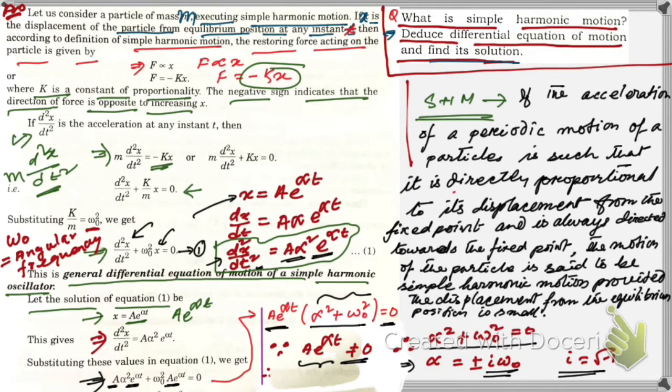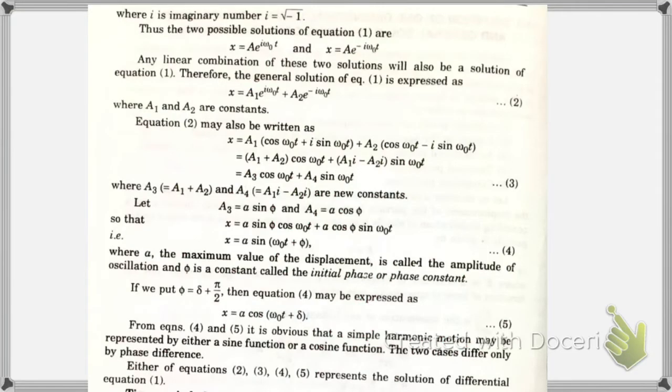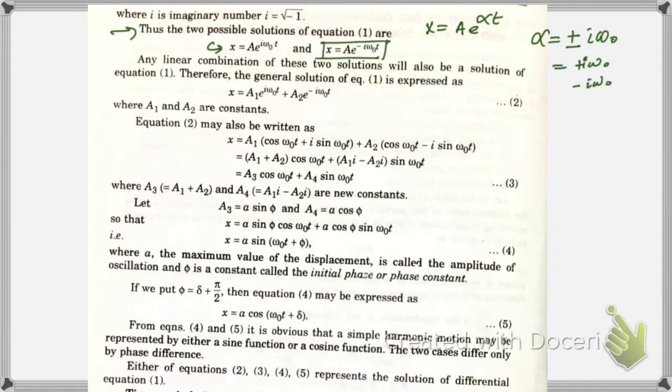So we have got the value of alpha, that is plus minus i omega naught. So if you see here, we have two possible solutions. One is x is equal to a e to the power i omega t. As we have considered the solution x is equal to a e to the power alpha t, and we have got the value of alpha, there are two values we have got. One is positive i omega naught, and one is negative i omega naught. This is plus minus i omega naught, means there are two solutions. So that's why we have got two possible values here, right?